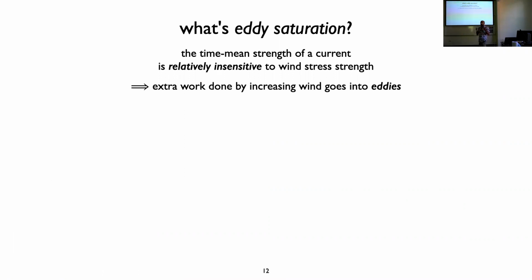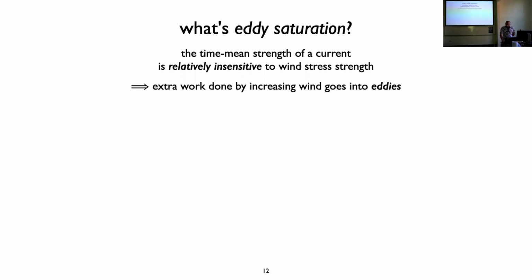So you might ask, where is all this extra momentum from the winds going? It all goes to eddies. You're putting more wind in, and instead of the current getting stronger, you have more eddies, stronger eddies, and more eddies in general. When you have this sort of flow regime, we call it eddy saturation.